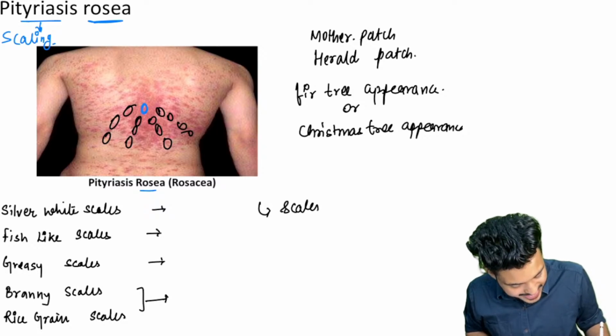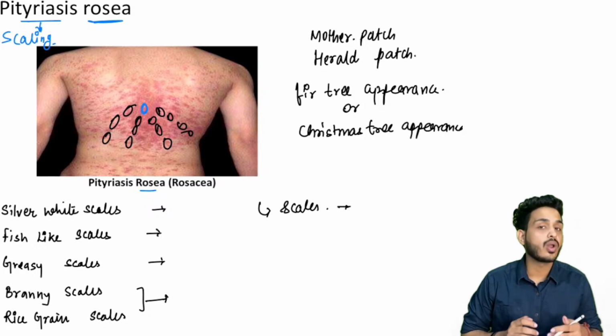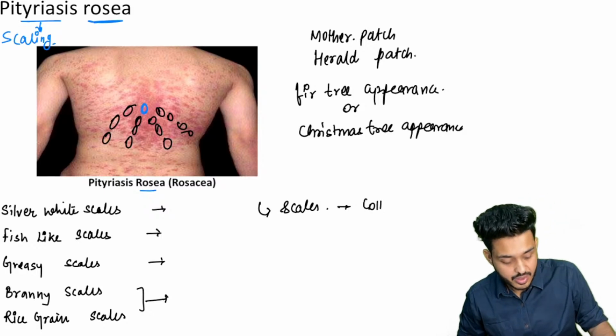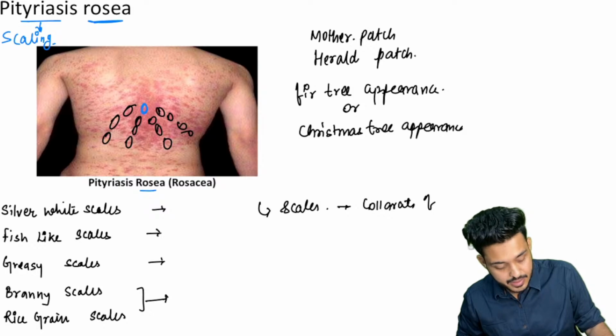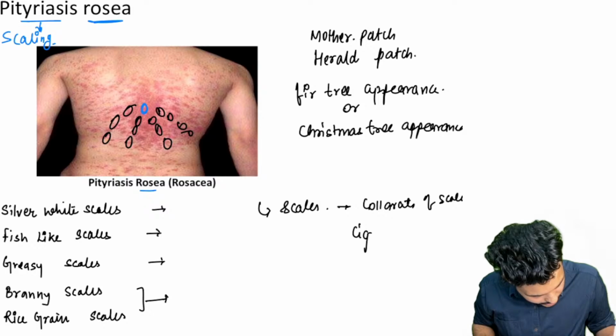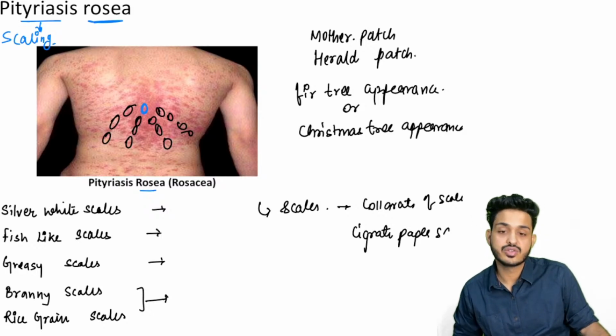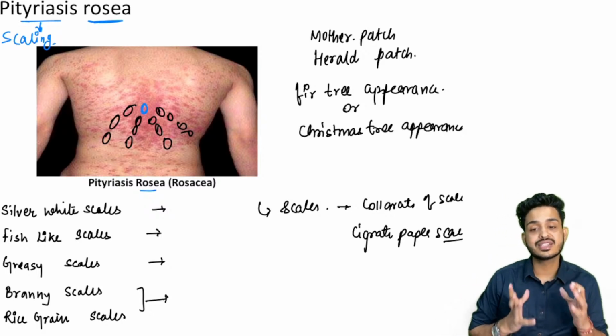And what kind of scales will you find over here? You will find cigarette paper scales or collarette scales. You will find collarette scales or cigarette paper scales.